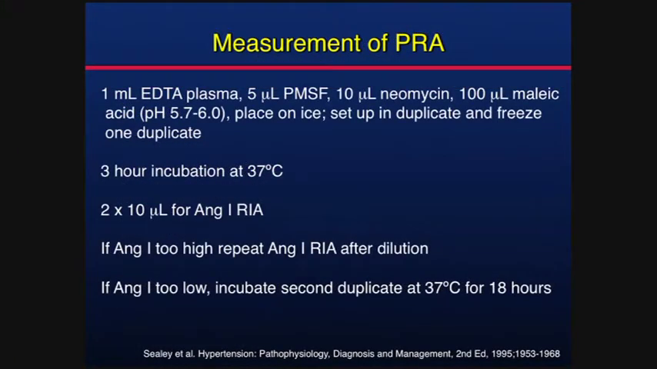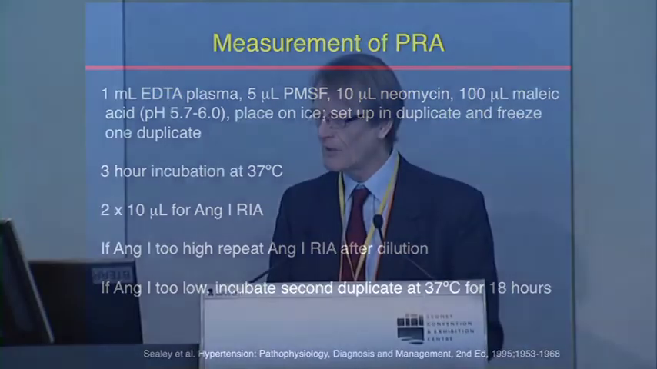As far as the measurement of plasma renin activity is concerned, what I've shown here is the standard Seeley method of the measurement of plasma renin activity. And essentially what happens is that she's using EDTA plasma, various peptidase inhibitors are added. They drop the pH to 6 to try and increase the rate of the reaction. And then they make duplicates of the sample. One duplicate is incubated for 3 hours at 37 degrees, and then the angiotensin 1 produced is measured. And if it's too high for the standard curve, then the sample is diluted before the assay is done.